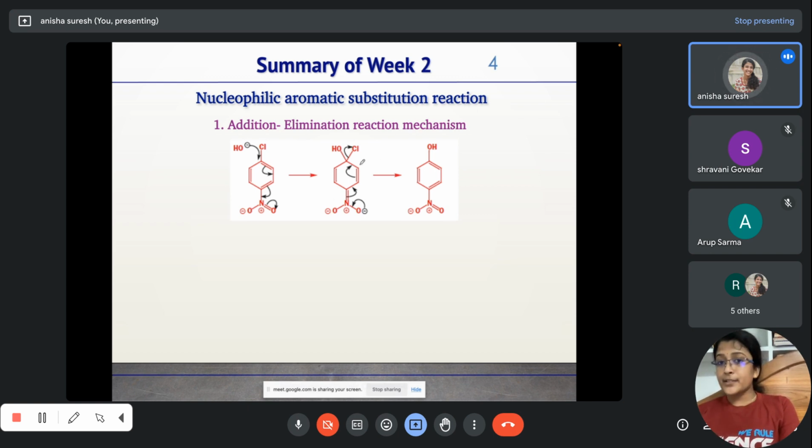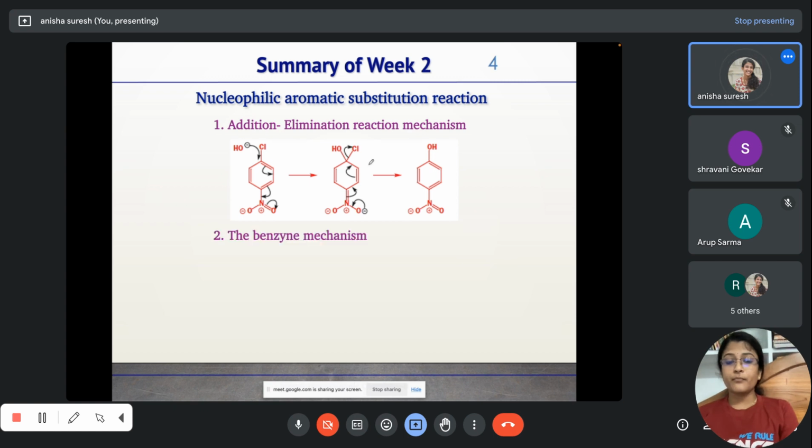Now the aromaticity of the system is disturbed, so we have to regain the aromaticity. For that, this lone pair of oxygen will fall down. This double bond will delocalize into this position, this double bond will delocalize into this position, and the leaving group, that is the chlorine, will leave. So we will get this compound as the product. Here we can say that an addition elimination reaction mechanism is taking place, or an addition substitution mechanism, because addition is taking place and substitution, that is the chlorine is substituted by the alcohol.